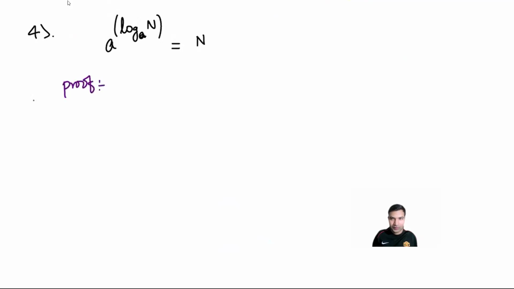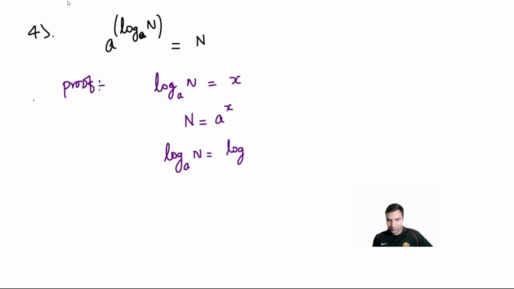Now all we have to do is just assume here that this log of n to the base a is equal to some x, and therefore can I say n is equal to, in the exponential form, a to the power x. Are you getting this? So now taking log a on both sides, we get log n to the base a is equal to basically x. What power of a is a power x? That is x itself, isn't it?